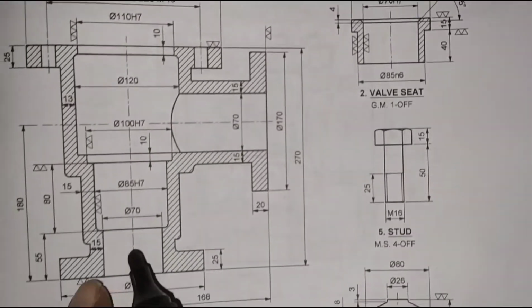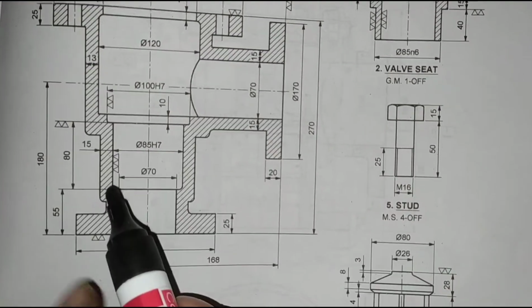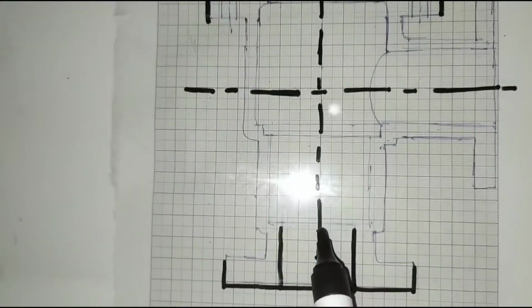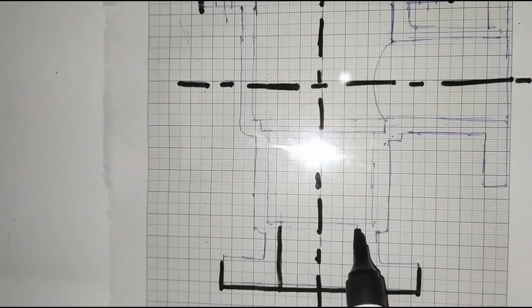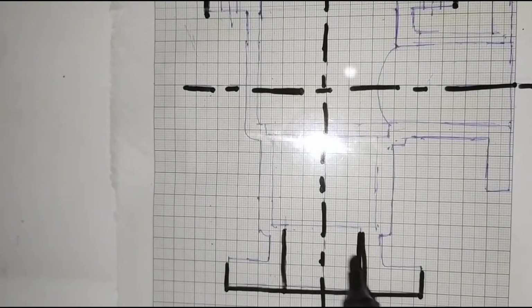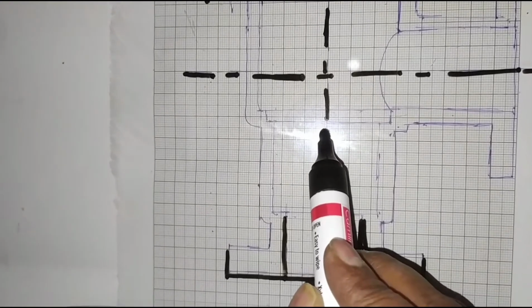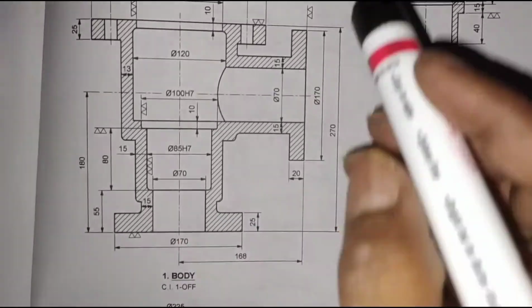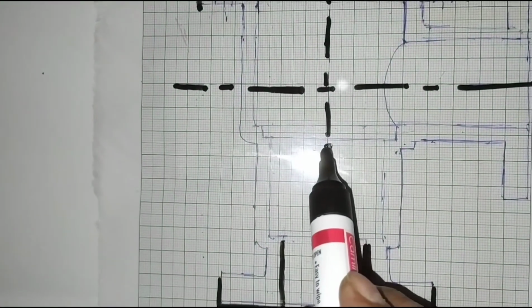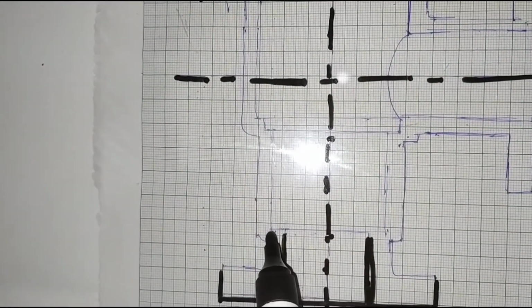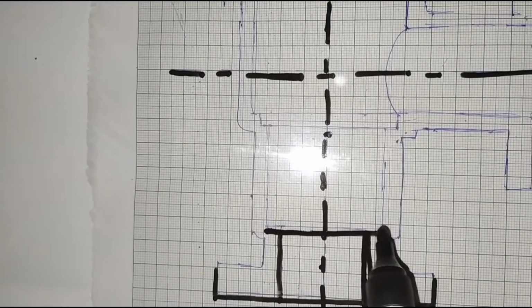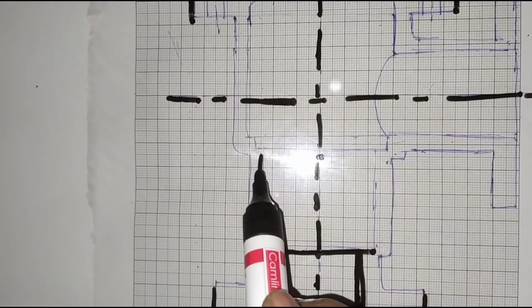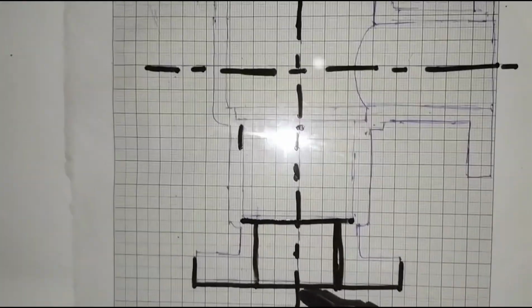This is the logic. Now what is this diameter? 85 mm. What is its height? Its height is 80 mm. I will mark 80 mm. From this 80 mm, what is the diameter here? 85 mm, 42.5 on the other side. Here is the height. What is its height? 80 mm.